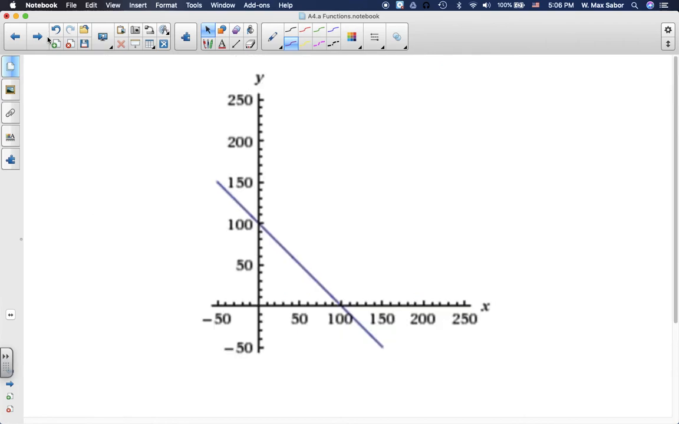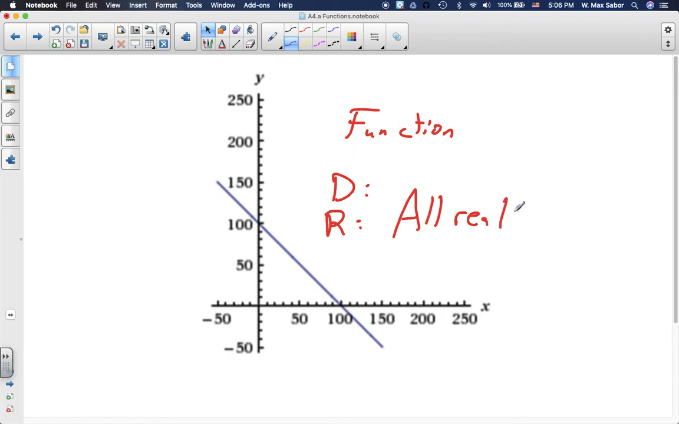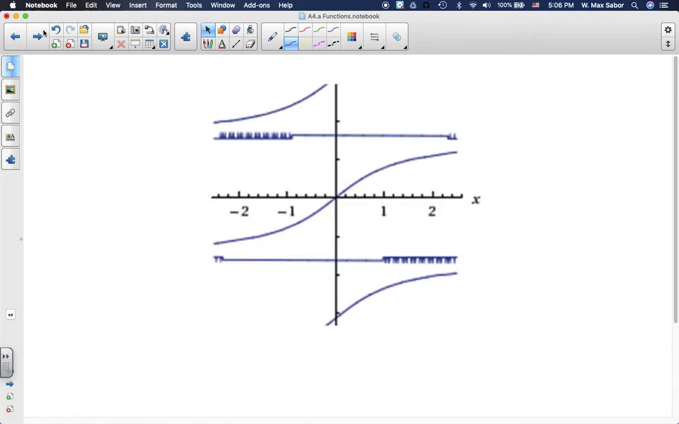Here, this is a function. This happens to be a linear function. And the domain and range are all real numbers. That's typically the case for lines because you could plug in any x value, get out a y value. Plug in any y value, get an x value. This is not a function. You can see that this point has multiple outputs. Not a function.